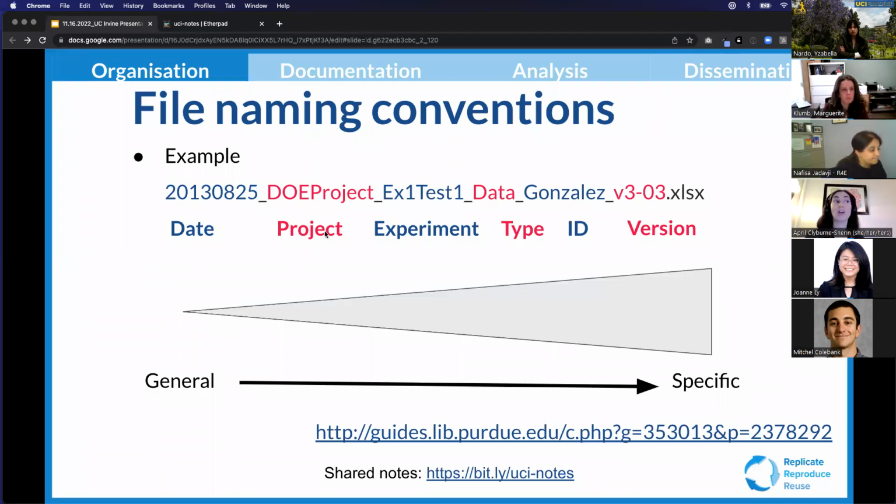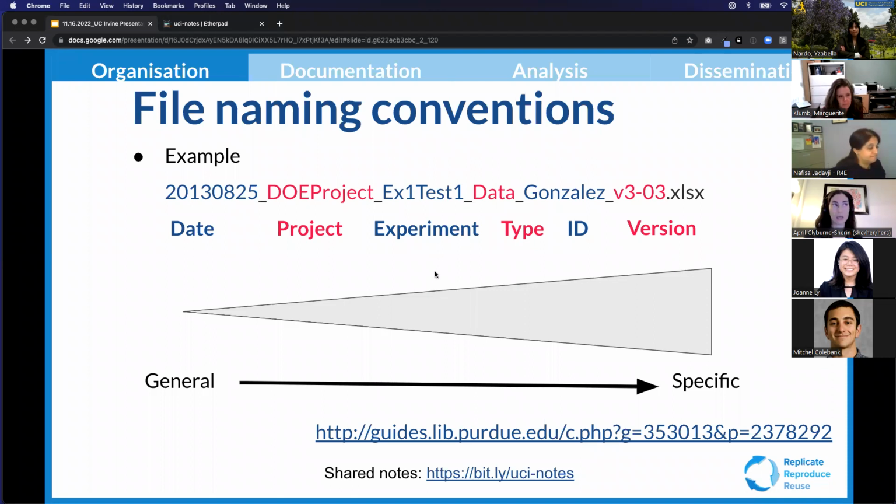This is a project name. This is an experiment name. This is the data type. In this case, this is the ID of the individual that collected those data. And here we have a version number. So this is just an example of what we're talking about.